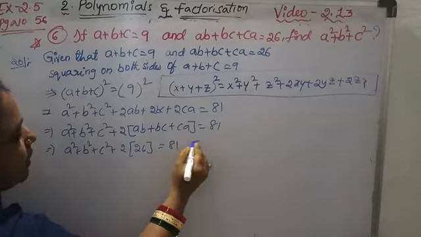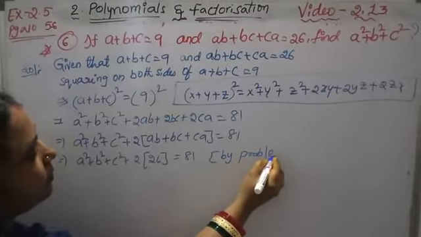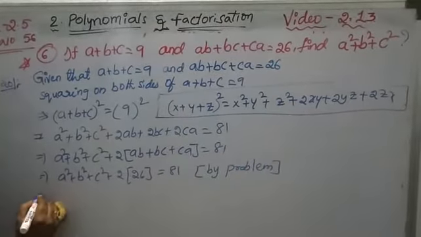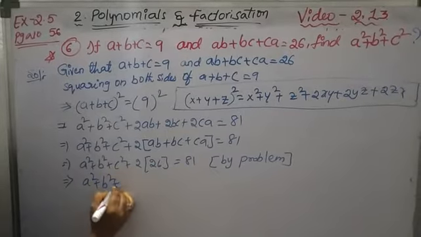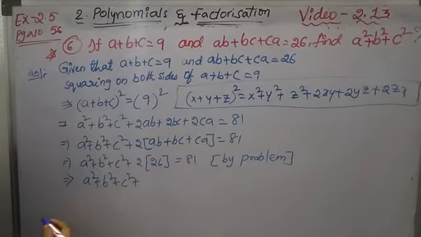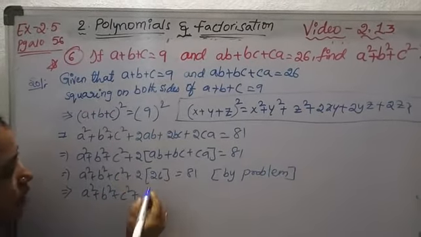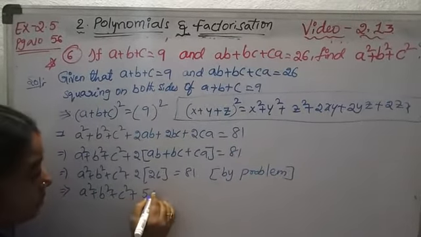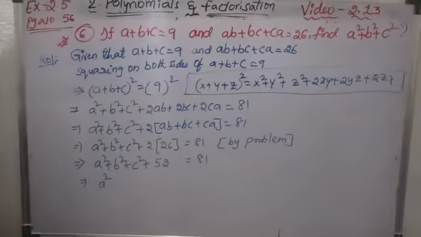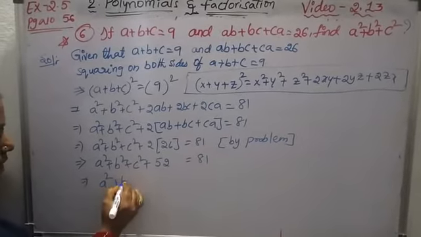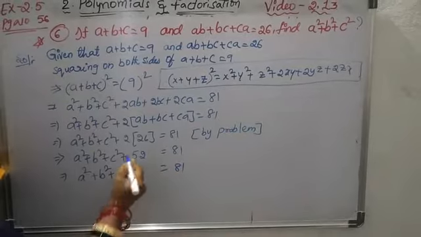Is equal to 81. How can we get this value? By the problem, we have to get the value of ab plus bc plus ca. Now, a square plus b square plus c square plus 2 into 26, we can multiply these two. Multiplying these two, we will get the product. 26 2s are how much? 52, is equal to 81. That implies a square plus b square plus c square is equal to 81.